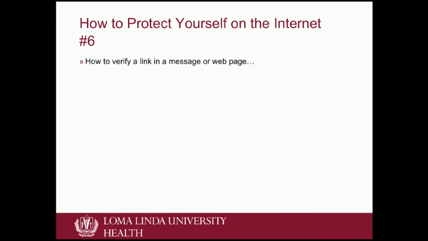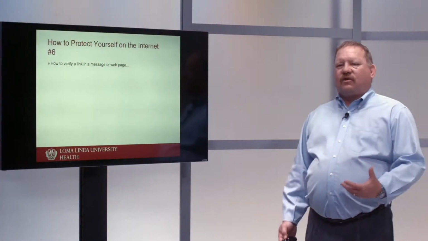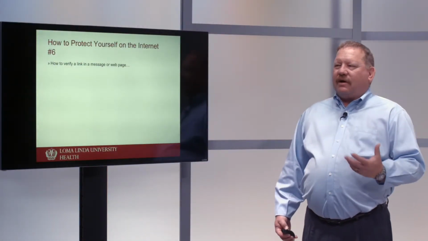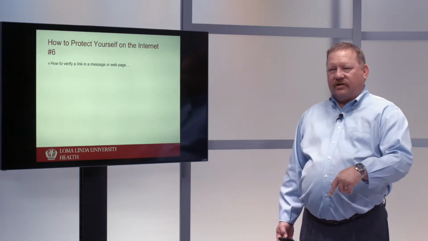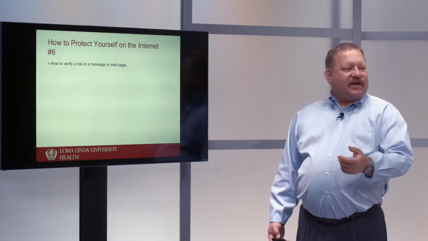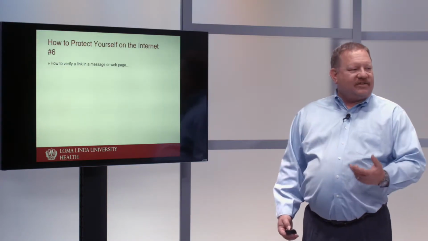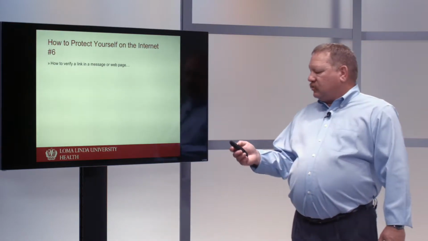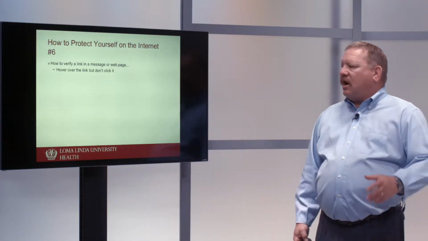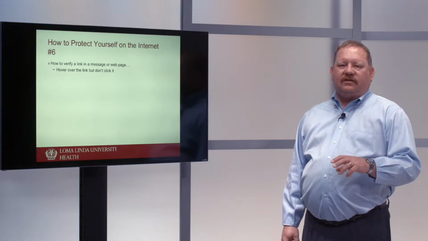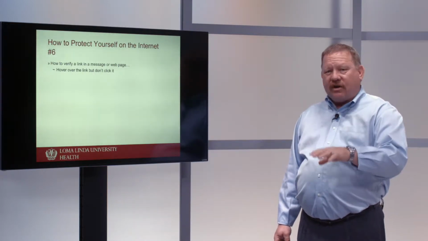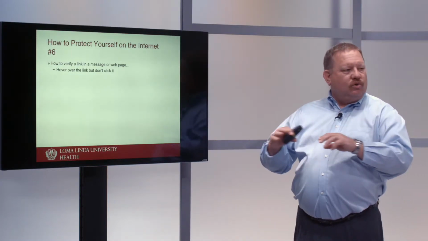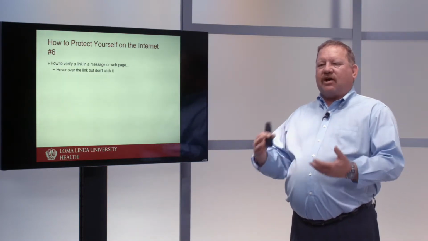Number 6, how to verify a link in a message or a web page. This is critical because in the web world, you've seen this routinely where there's a link that says click here for information. Well, it's clearly not going to a website called click here. So what's displayed is not necessarily where you're going. So what you do is you hover over a link but don't click it. What this means is you move your mouse so that the pointer is above the link, and most browsers will actually show you the web page they're about to go to.